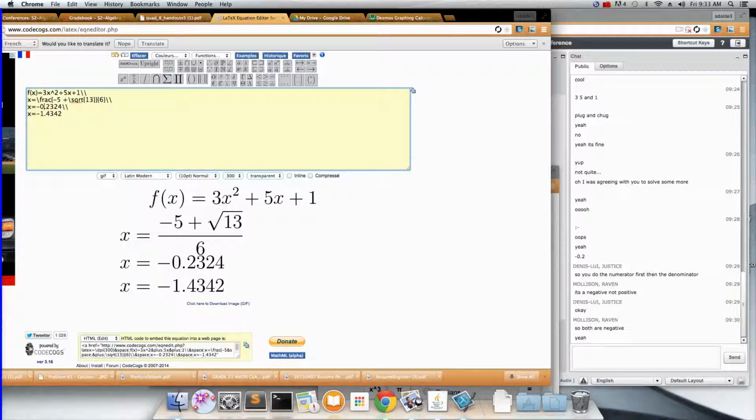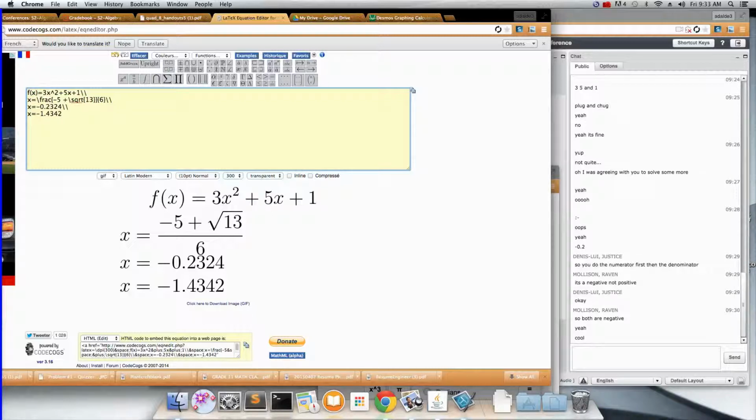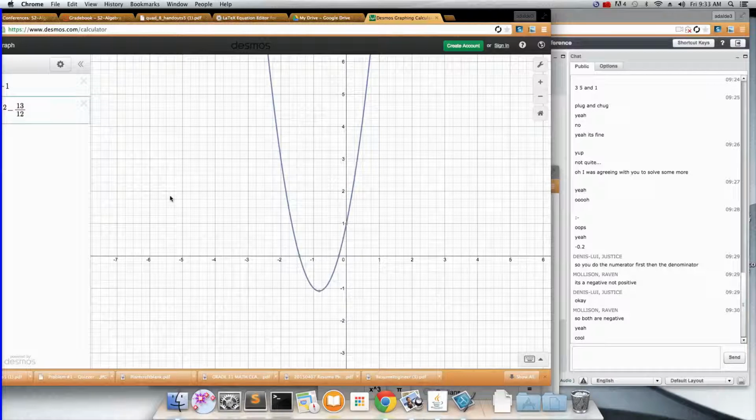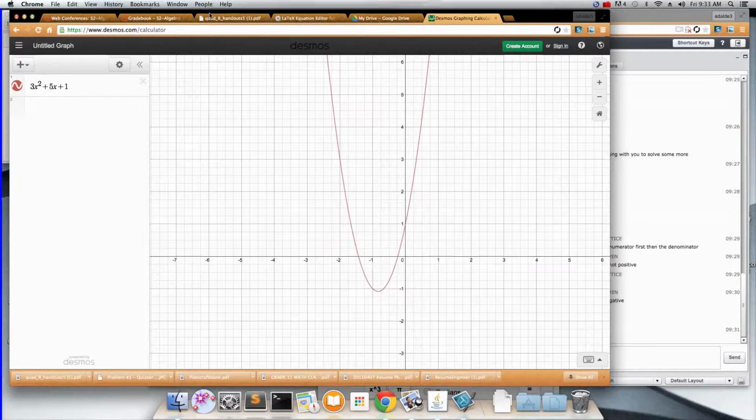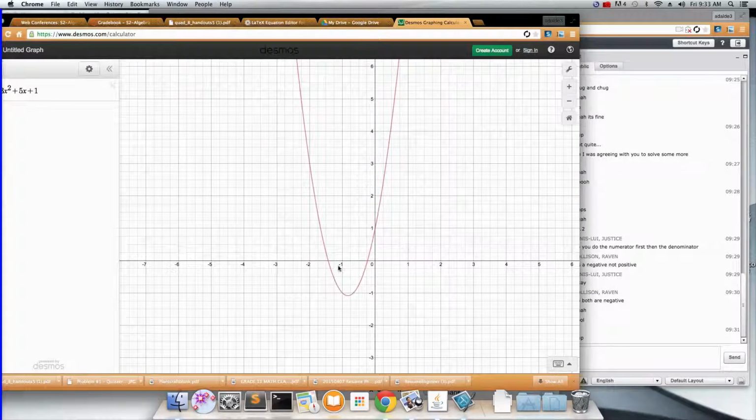All right. Here's what I would do. What does this tell you? This tells you where this graph crosses the 0 axis, right? And if you look at this, it makes it really cool, because going straight off of this equation right here, look at where it crosses the x-axis at -0.232 and -1.434. Are we cool?